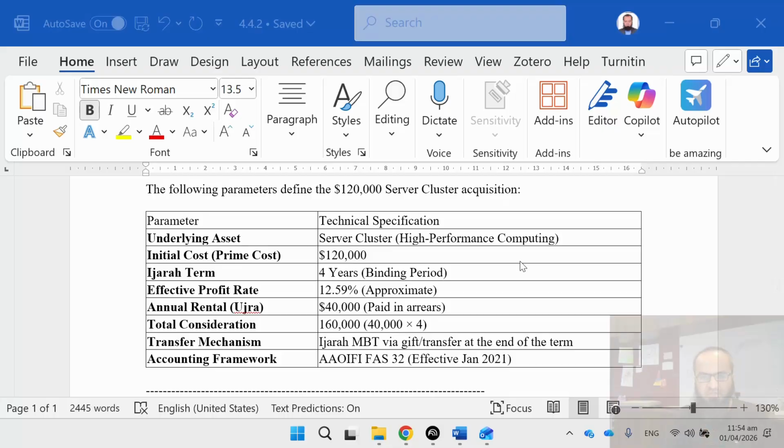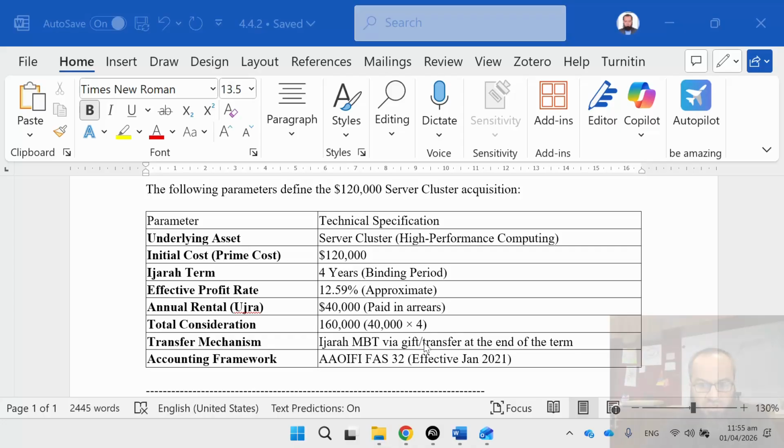So, this was the example we were working on for demonstrating how to carry out the lessor side accounting. We had a financial institution that is leasing a server cluster to some commercial client, for which the initial cost is $120,000. The life and the Ijarah period is 4 years. The annual rental is 40,000. It means a total of 160,000 has to be paid, and it is an Ijarah MBT. So eventually there will be a transfer via gift or maybe through the sale.